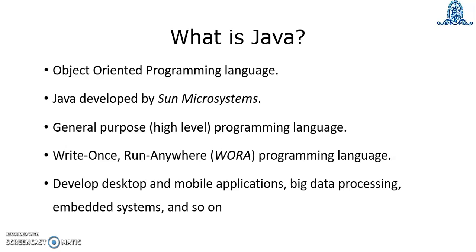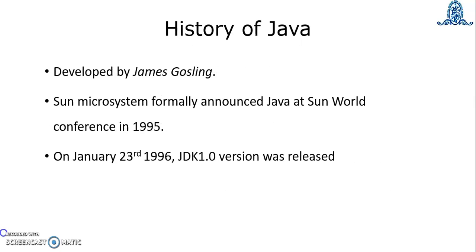What is Java? Java is an object-oriented programming language. It is also called a general purpose or high-level programming language. This language was developed by Sun Microsystems. It is a write-once, run-anywhere programming language. The language is used for developing various applications like desktop and mobile applications, big data processing, embedded systems, and so on.